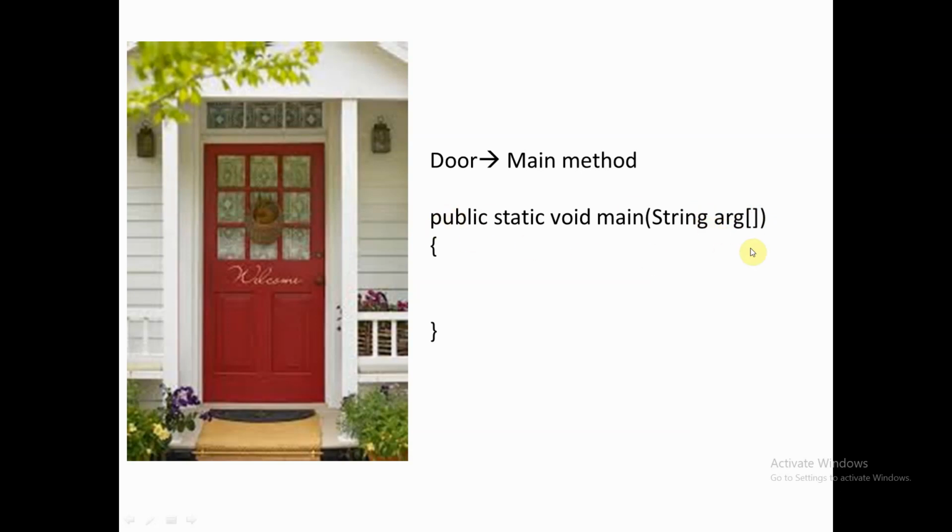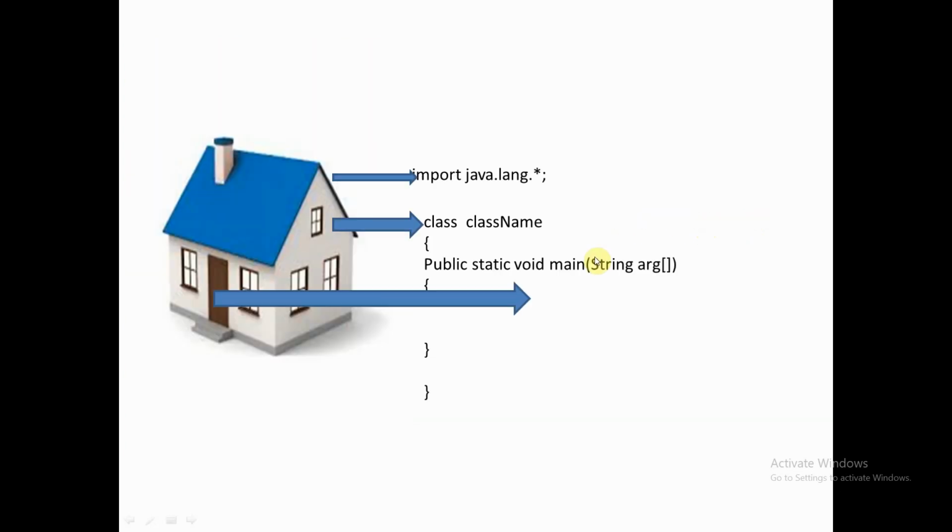So this is the syntax of the main function. Public, static, void, main, and it has only one parameter, and that too it is a string array. So this is the basic structure of your Java program. Java program's basic structure is this.